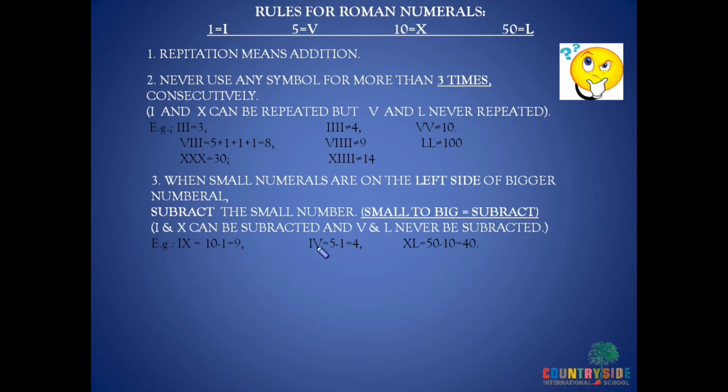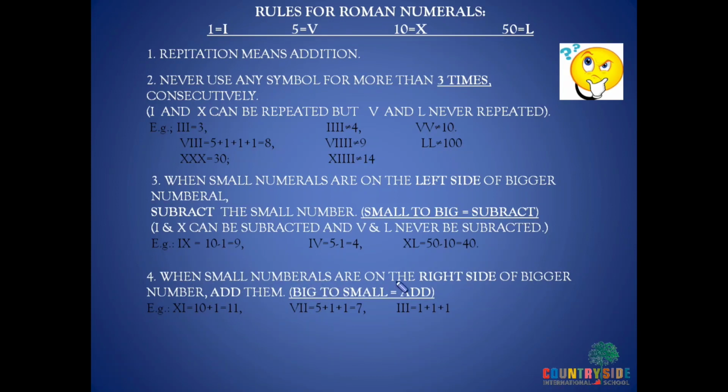Clear? Here I have small number 1 and big number 5. I'm moving from small number to big number, so I'll subtract 1 from 5, which will give me 4. Here also I have X, that is 10, and then L, that is 50, placed to the right side of the smaller number. So we are moving from small to big, so we will subtract 10 from 50. It will give me 40.